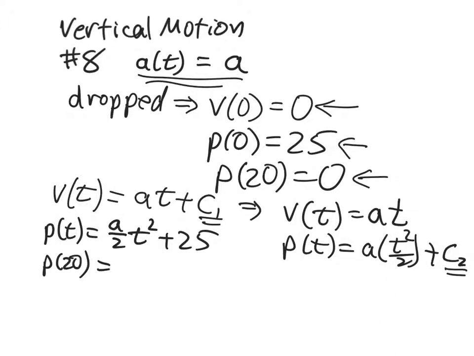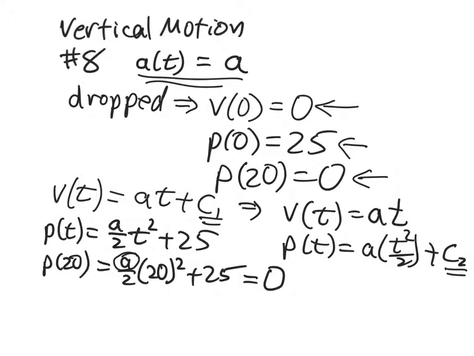Well, in this formula, time of 20 seconds, let's say a over 2 times t squared plus 25, that would be the position at 20 seconds, which now we know that position is 0 because it hits the ground. And we have an equation that we can solve for A.